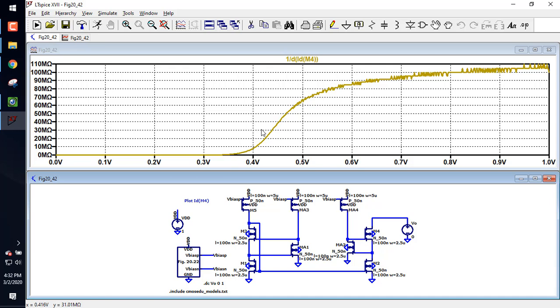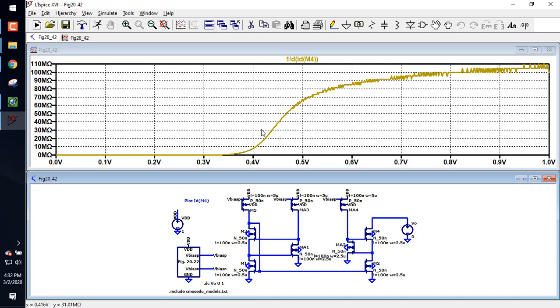All right, much better. 150, 10 meg is much better than 100K. All right, any questions on this? Because I want to go over the bias circuits, then we're going to start on amplifiers. All right, so let's go over the bias circuits.